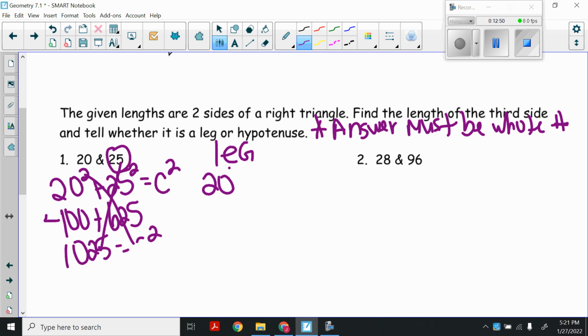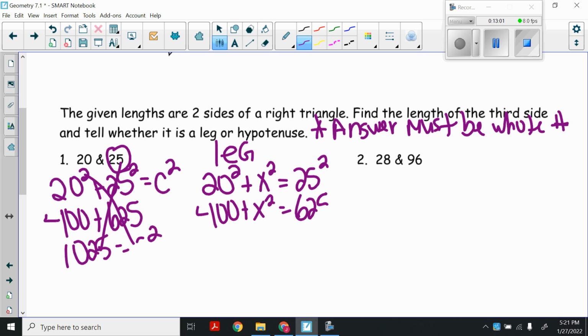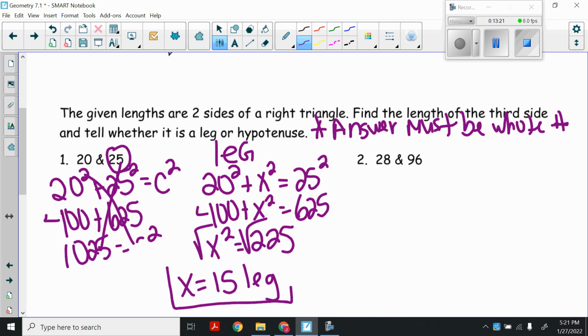So then I'm going to do Pythagorean theorem. 20 squared plus, I'm just going to call it x squared equals 25 squared. So 400 plus x squared equals 625. Subtract 400 now. So I get 625 minus 400 gets us 225. This is a perfect square. So when we take the square root of 225, we get x equals 15. So the missing side of the triangle is 15, and it's a leg.